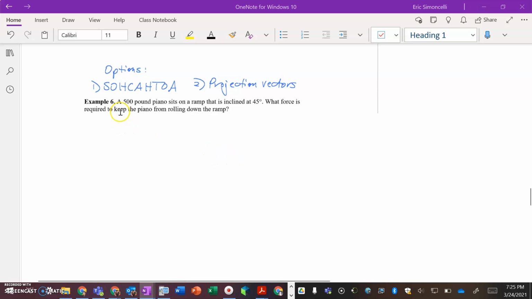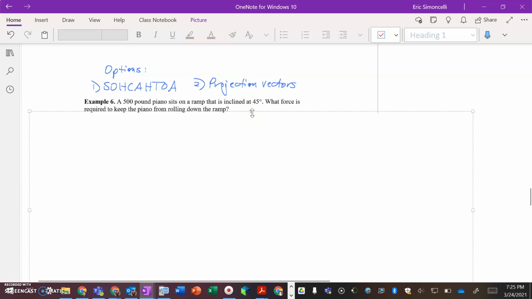Here's the example. A 500-pound piano sits on a ramp that is inclined at 45 degrees. What force is required to keep the piano from rolling down the ramp? We have done a problem like this before, and yes, we did use SOHCAHTOA. So let's refresh our memories as to how this is going to take shape.